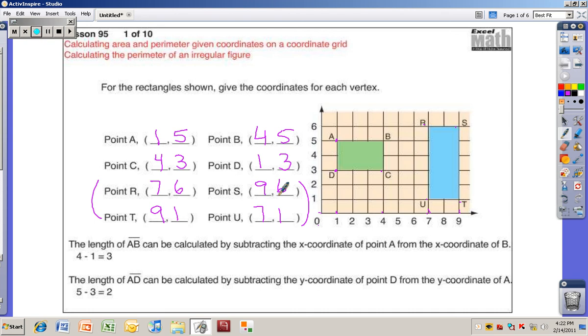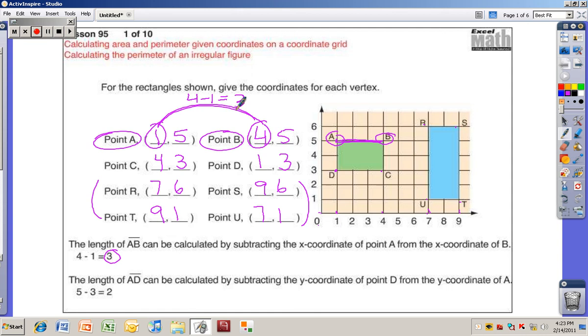Okay, the length of AB, that's right here, can be calculated by subtracting the x-coordinate of point A from the x-coordinate of B. And the answer to that is 3. 4 minus 1 is 3. Let's take a closer look at what they're talking about. You can figure out how long this line segment is by taking the x's from A and B. Here's A, here's B. The x's are right here. The first number is the x. You have a 4 and you have a 1. Well, what's the difference of 4 and 1? 3. That's how long that line segment is.